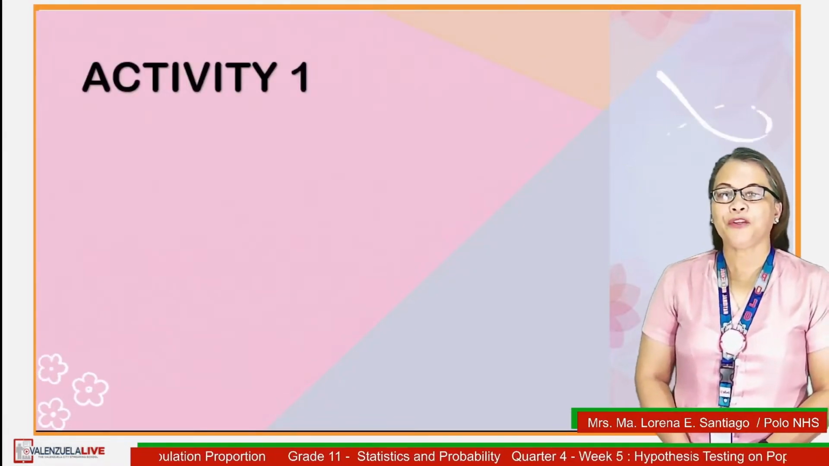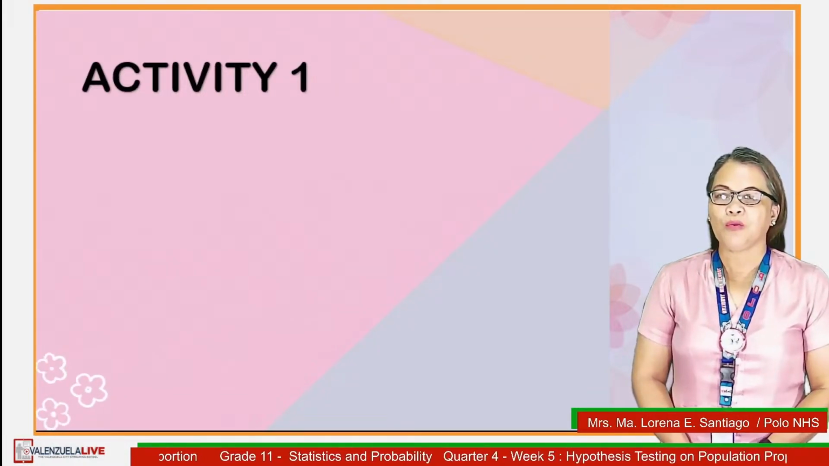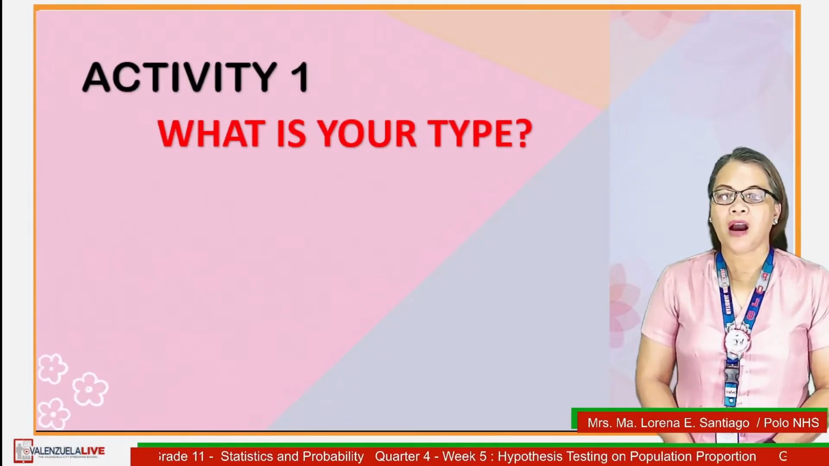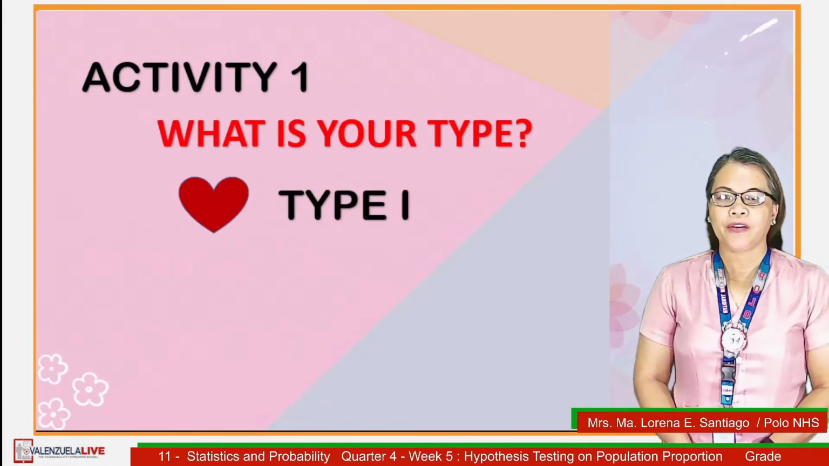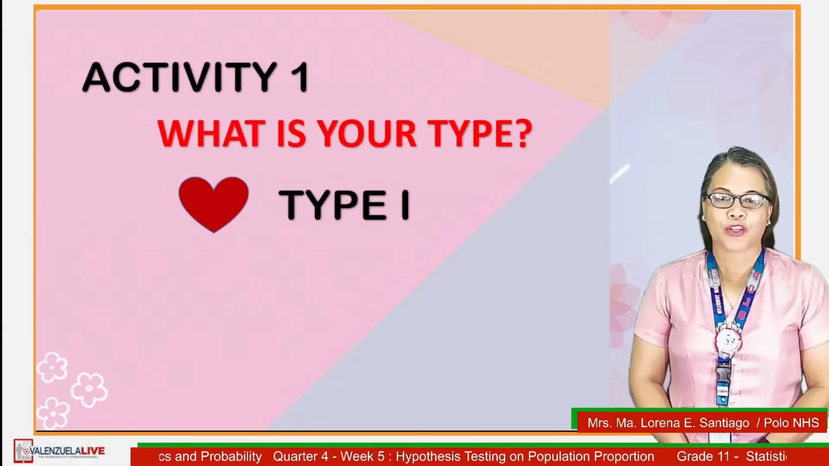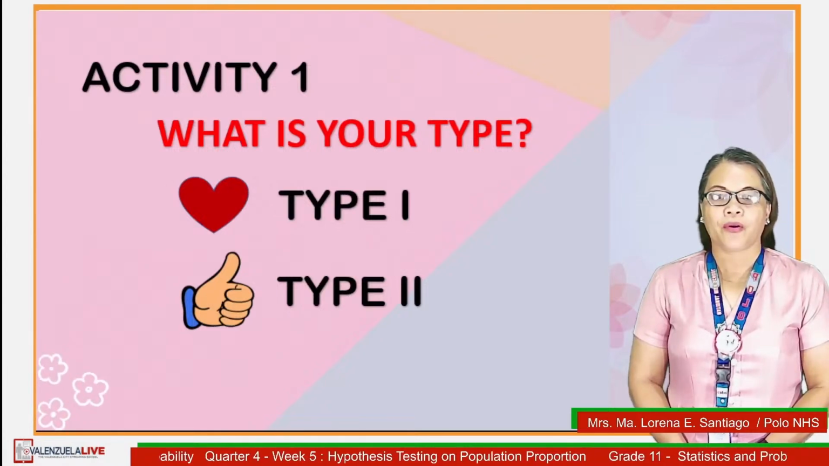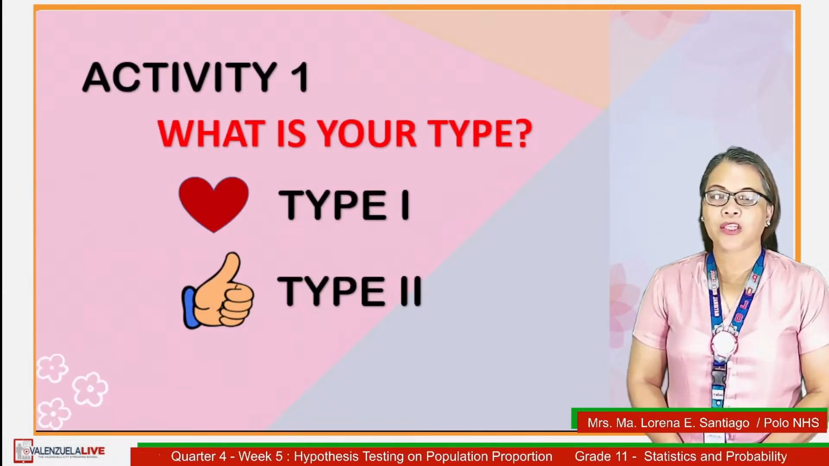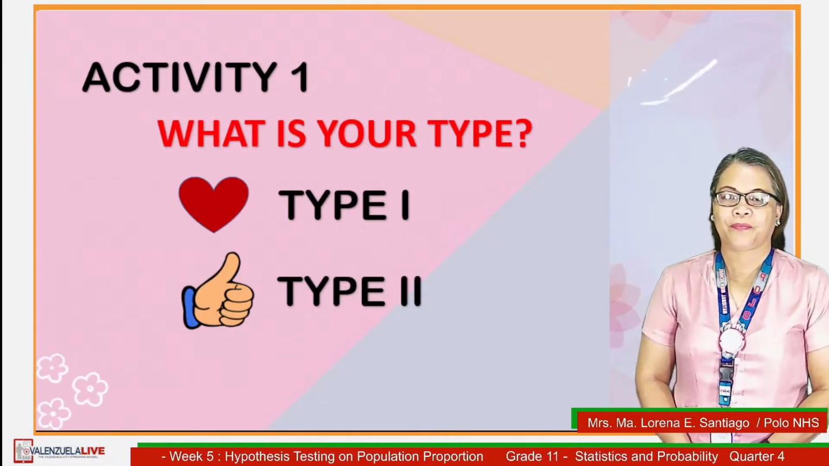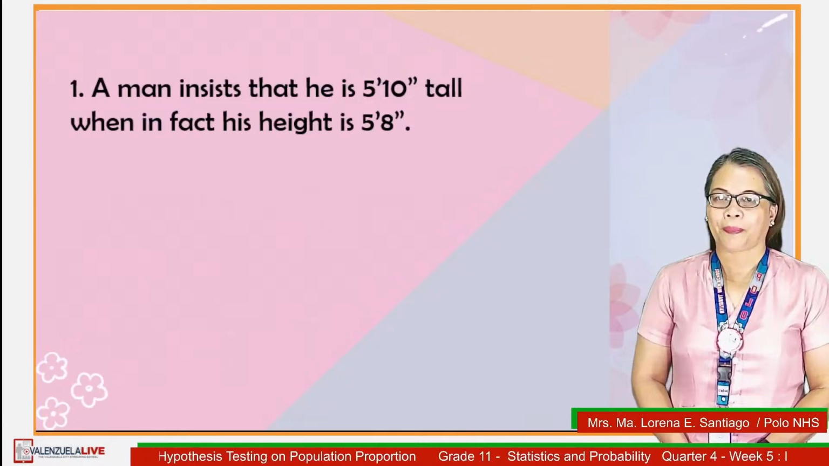Let us find out if you can identify the type of error in the following situations. Activity 1 is, what is your type? React hard for a type 1 error, which means that the null hypothesis is true, yet the decision is reject the null hypothesis. React like for type 2 error, where the null hypothesis is false, yet the decision is do not reject the null hypothesis. Are you ready? Let us have number 1.